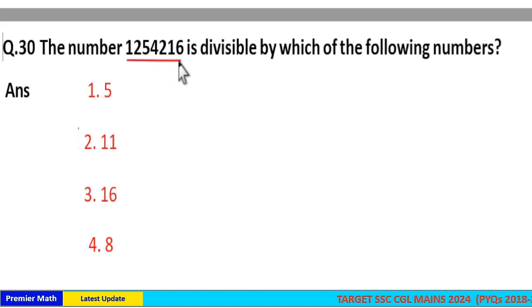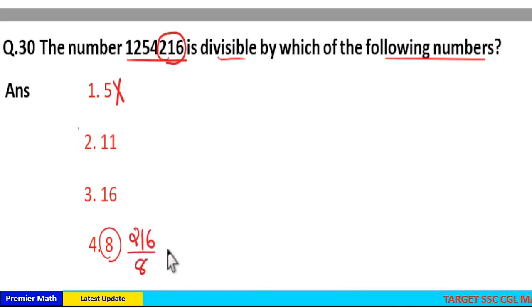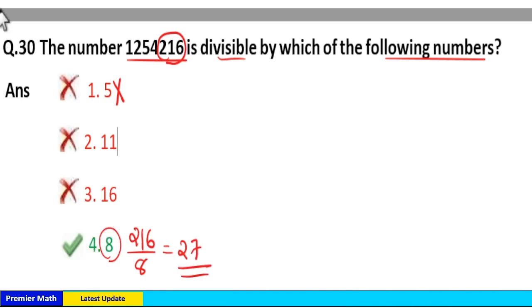The number 1254216 is divisible by which of the following numbers? Now, if you look at the options, this number is clearly not divisible by 5. If you look at 8, to be divisible by 8, its last 3 digits should be divisible by 8. Let's check. 216 divided by 8. 8 goes 2 times in 21, remaining 5. 8 goes 7 times in 56. So this number is divisible by 8. Option 4 is your answer.